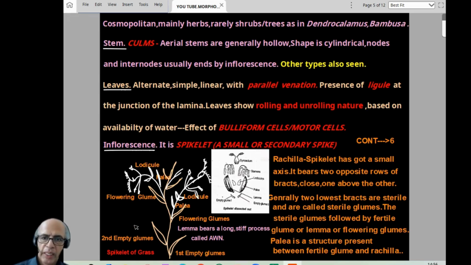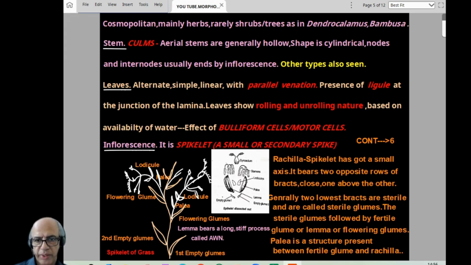I labeled everything. It bears two opposite rows of bracts, closely packed, one above the other. Generally, the two lowest bracts are sterile and are called sterile glumes. First and second, sterile glumes. The sterile glumes are followed by, now we are going up, the fertile glume or lemma or flowering glume. I labeled everything there, this one. Fertile glume, lemma, etc. And remember, the lemma bears a long, stiff process called awn. Awn will be there on the lemma. I think that part is clear.